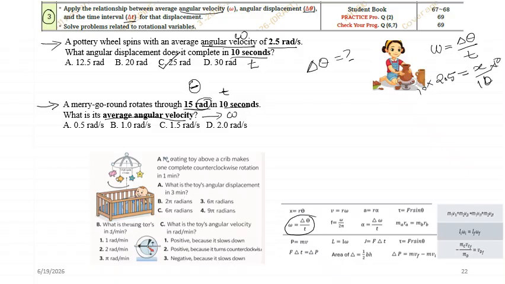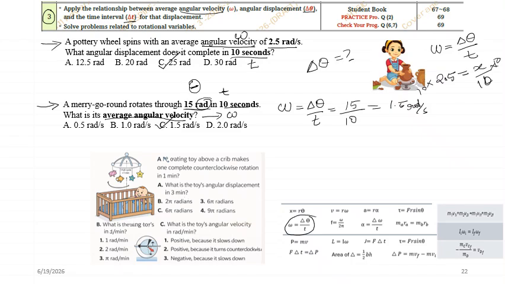Omega. Okay, so how do you calculate this, these three connected quantities? It's easy, right? So what would it be? Omega will be equal to delta theta by t. Okay, so theta is given as 15 and t is 10. So what would it be? It will be 1.5 rad per second. So which one would it be? C will be the correct answer.